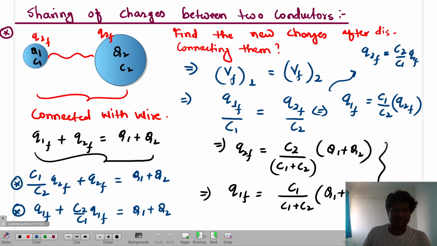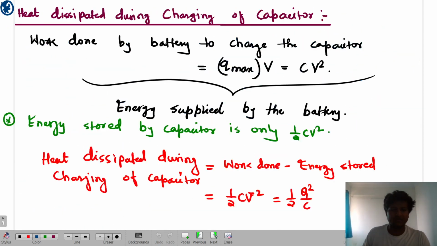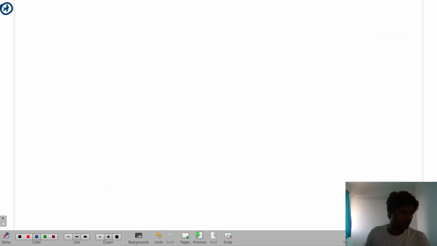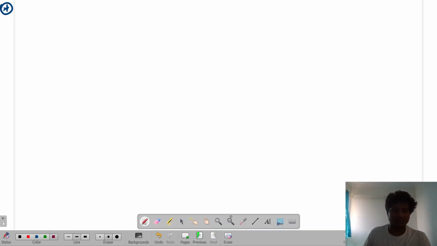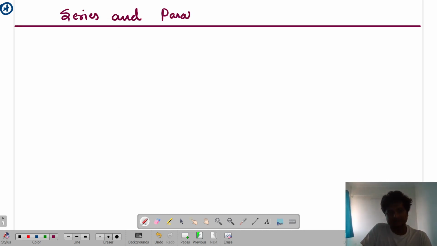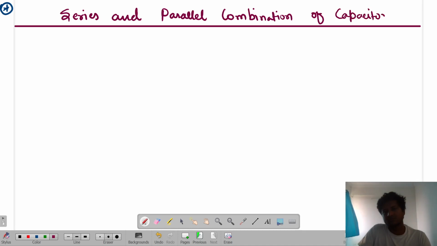So we completed sharing of charges. We completed different types of capacitors. Then we completed heat generated in the capacitor. Now, let us move on to the most important case. Today, we are going to understand how to combine the capacitors. So give the heading: series and parallel combination of capacitors.